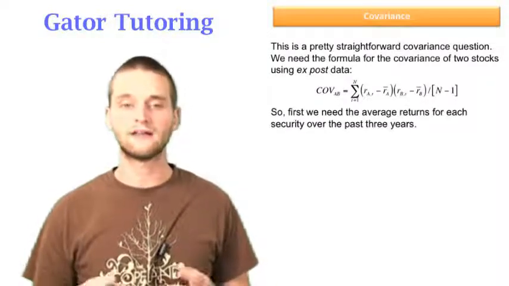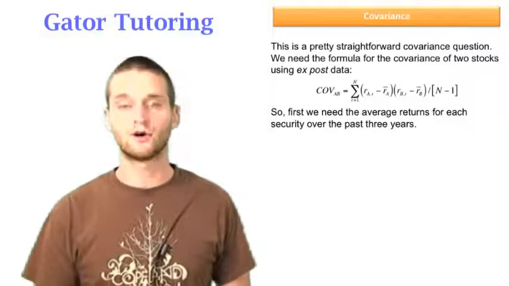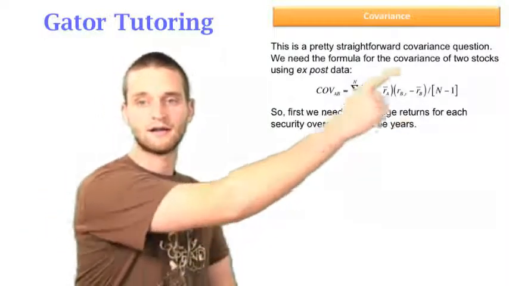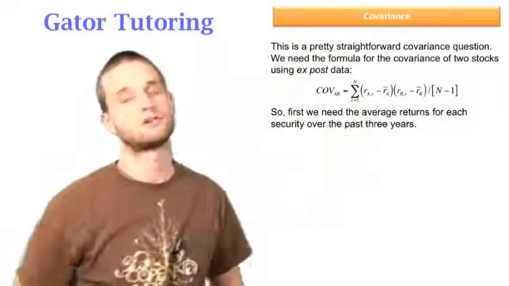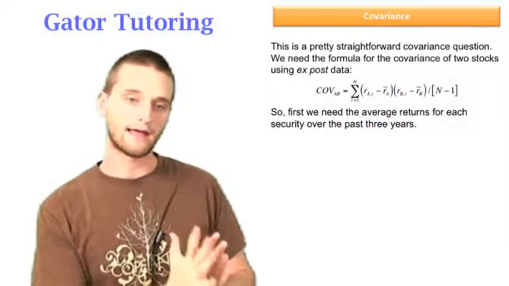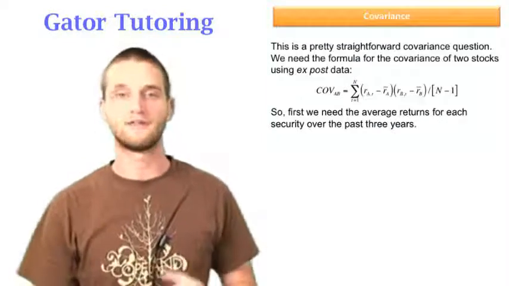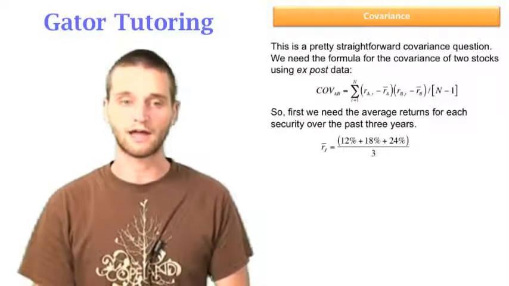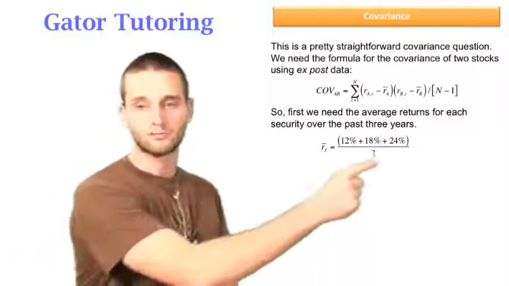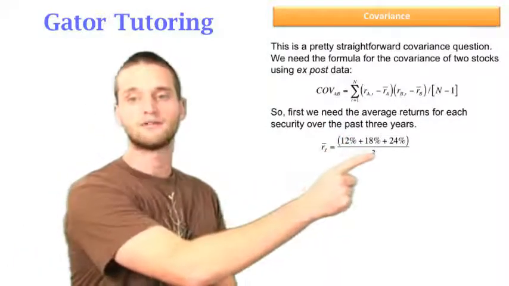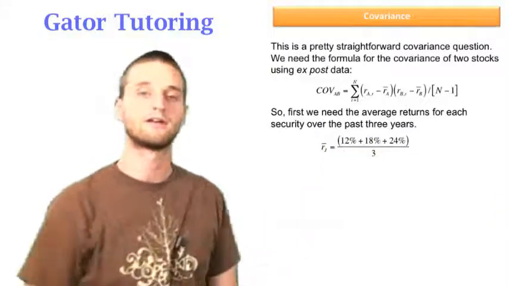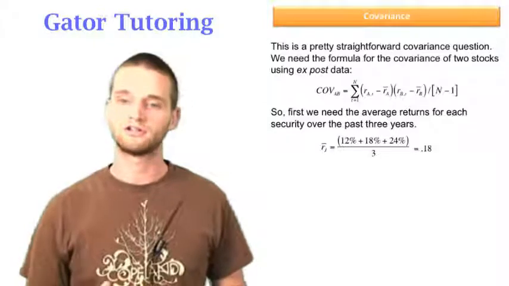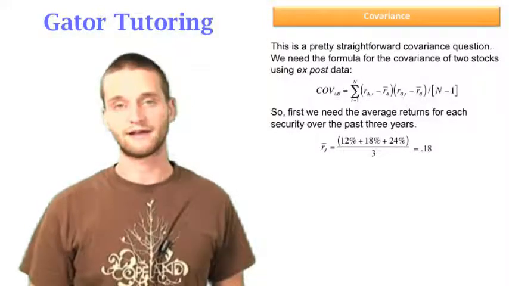So first we need the average returns for each security over the past 3 years. And again, that's the RA bar and the RB bar. That's the average return. We need to average what each security has earned in each year, and then we can use this covariance formula. So first let's start with security J. Security J earned 12% in the first year, 18% in the second year, and 24% in the third year. We just add them up, divide by 3, and on average, security J earned 18% over the last 3 years.